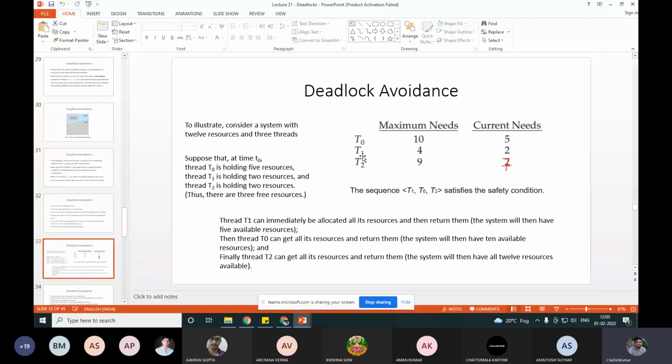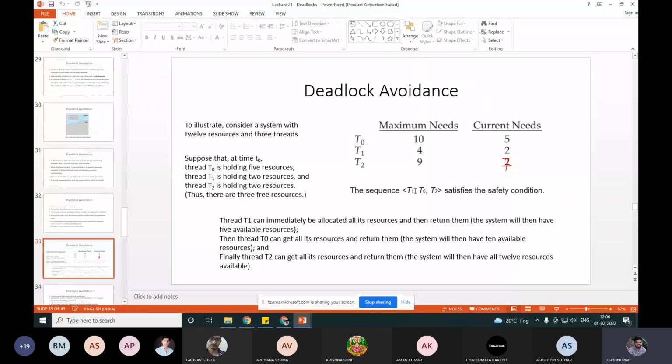But the safe sequence is, if you allocate first to T1, then out of 3 resources, 2 resources are used, and when it is finished, the remaining resources will be free. Then 4 plus 2, 6. These 6 resources you can give to T0 because it only needs 5. Then you will get the maximum number of resources, 10, and you can allocate to T2. The sequence in which you are allocating the resources makes your system safe, which will not make you enter into deadlock. So the order in which you allocate the resources matters.